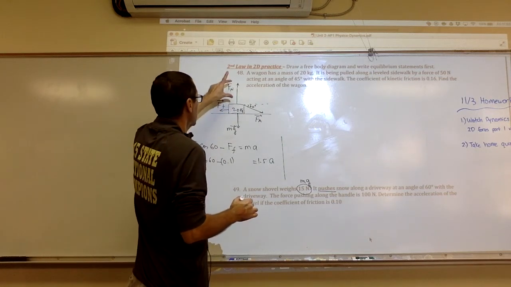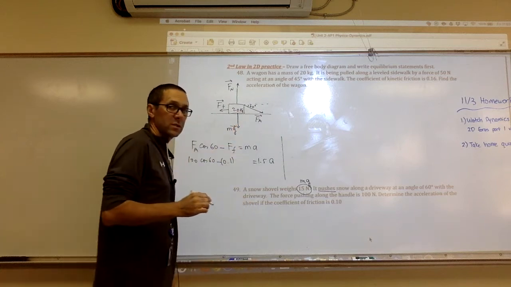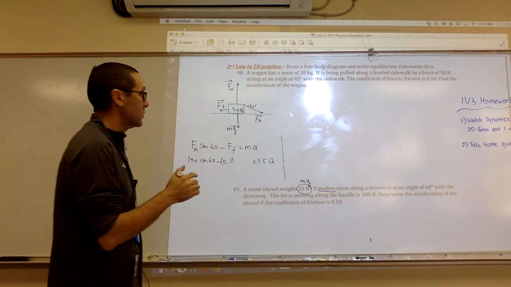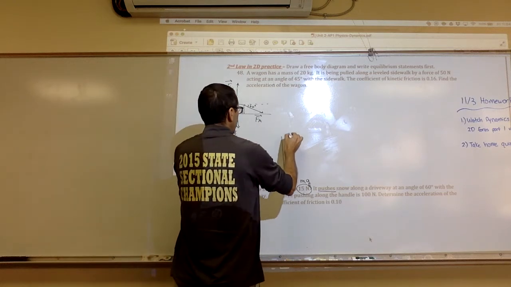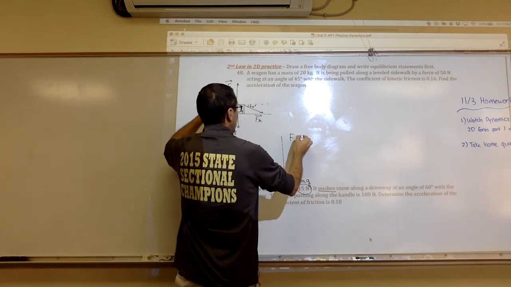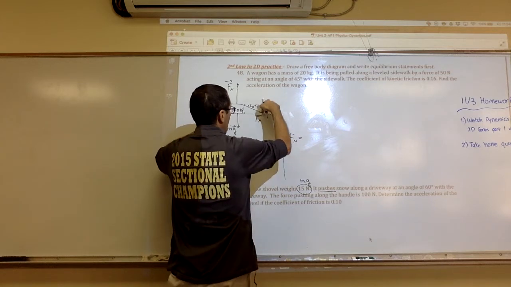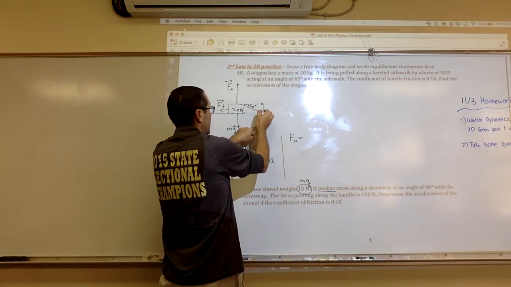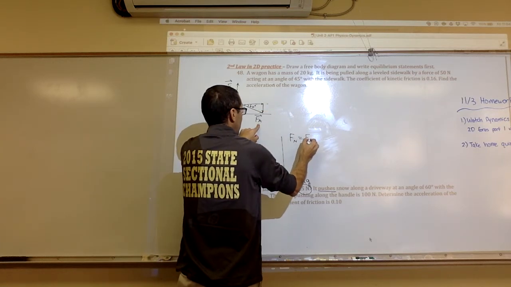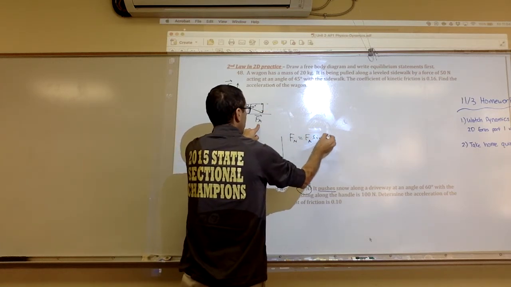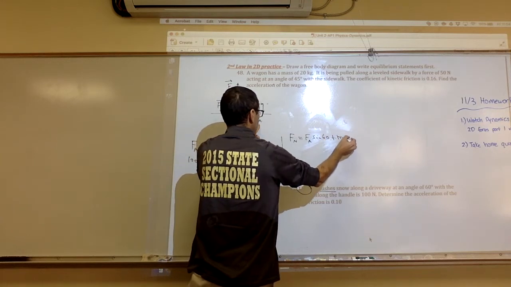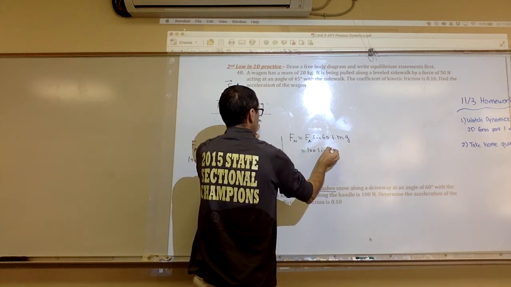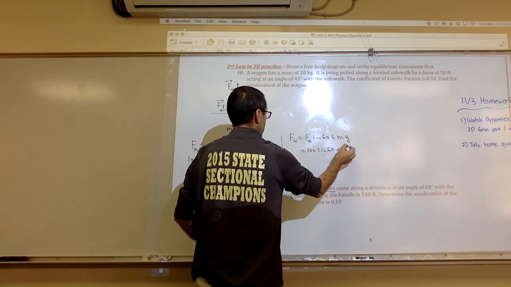The up forces have to equal the down forces. That's like a short version of saying F net equals ma in the y direction. So I should have Fn acting up equals the y component of Fa, because this is pushing right and down. So it's going to be Fa sine of 60 plus the mg. And that should be 100 sine of 60 plus 15.